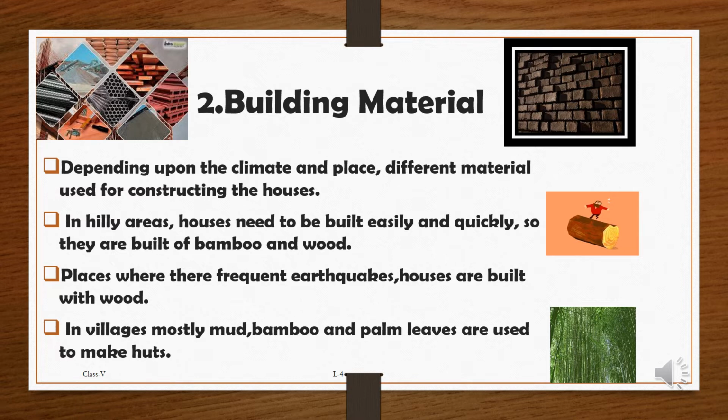In hilly areas, houses need to be built very quickly and fast, so they are built of bamboo and wood. In places where there are frequent earthquakes, houses are built with wood, so that there is less damage caused in case of an earthquake. In villages, mostly houses are built of bamboo, palm, and mud.